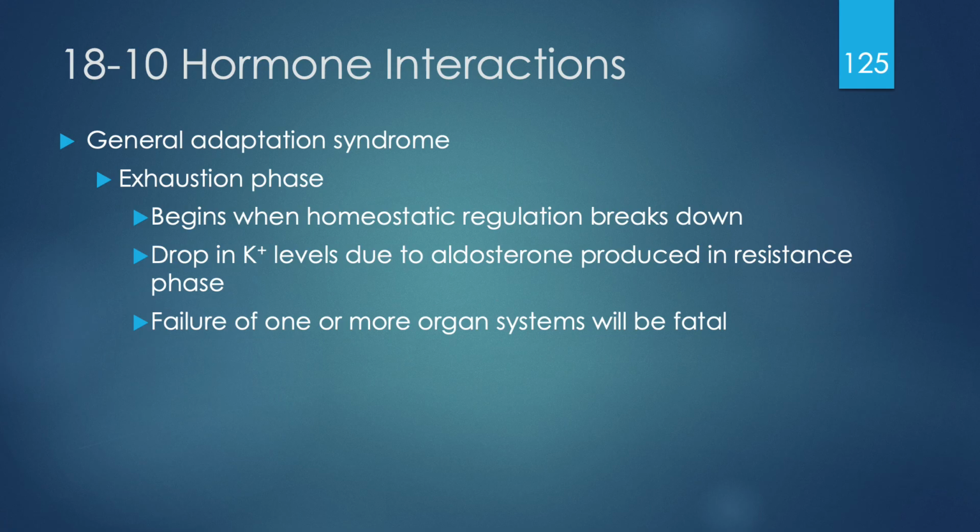The last stage in the general adaptation syndrome is the exhaustion phase, and this is when our whole attempt to return back to homeostasis breaks down. And when that occurs, we'll have a drop in potassium levels due to aldosterone being produced at this phase in time. And at this point, we have a failure of one or more organ systems. And if that occurs, then that results in death.